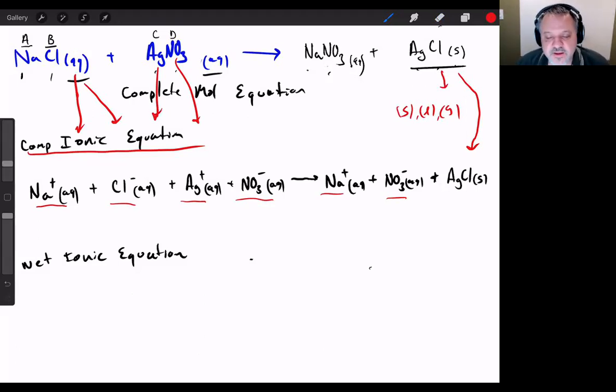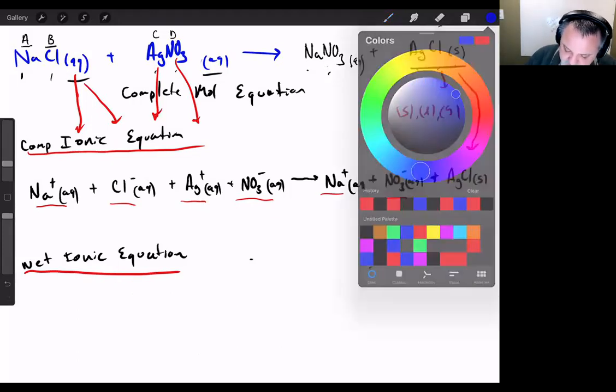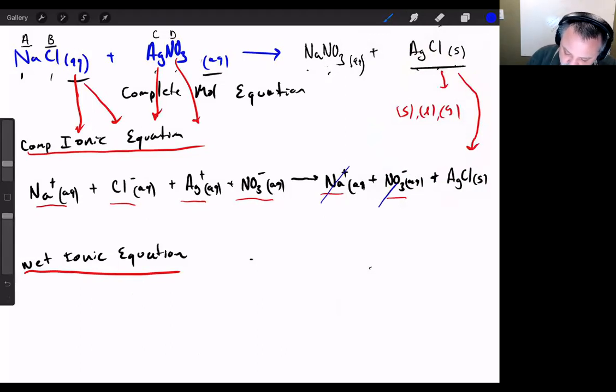So what the net ionic equation does is it tells us what actually happened as far as the chemistry is concerned. So what I do in order to write the net ionic equation is I take the complete ionic equation and I cancel out anything that appears on both sides of the equation in exactly the same form. So sodium ion is by itself aqueous, nitrate ion is by itself aqueous, I cross those two things out. Then for the net ionic equation, I write down what's left.